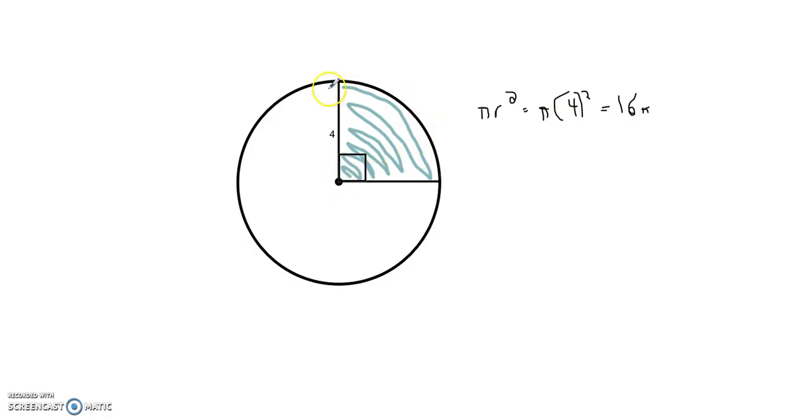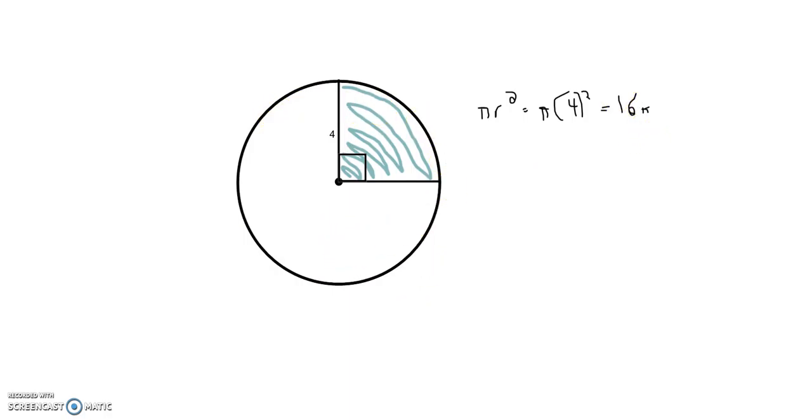So the total area of this circle is 16 pi. Now I want you to just abstractly for a second look at this drawing. I think it's a fair assessment to say that this piece that's cut out right here is a fourth of this total circle, kind of like last section when we were breaking up polygons into equal pieces. I think you could fairly say that this piece right here is 1/4 of the total circle.